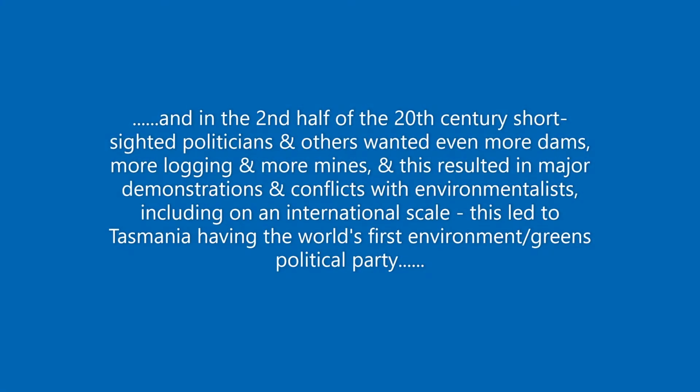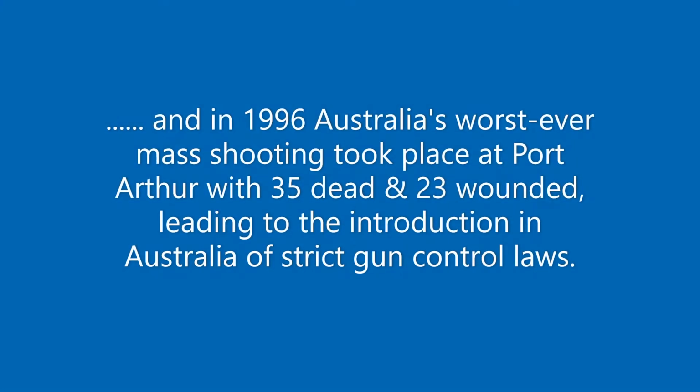And in the second half of the 20th century, short-sighted politicians and others wanted even more dams, more logging and more mines, and this resulted in major demonstrations and conflicts with environmentalists, including on an international scale. This led to Tasmania having the world's first environment/greens political party. And in 1996, Australia's worst ever mass shooting took place at Port Arthur, with 35 dead and 23 wounded, leading to the introduction in Australia of strict gun control laws.